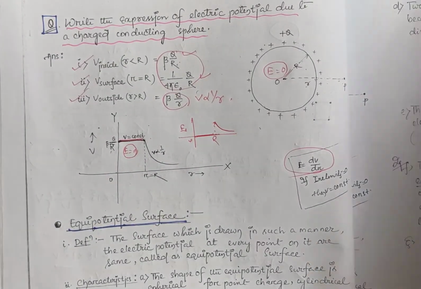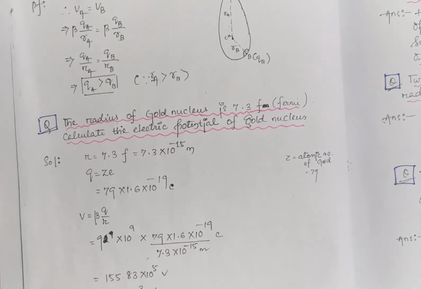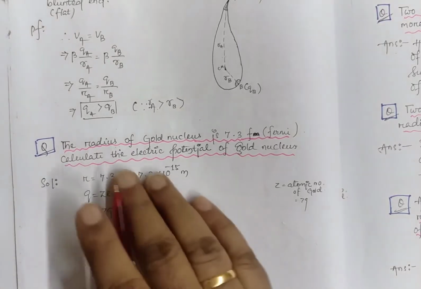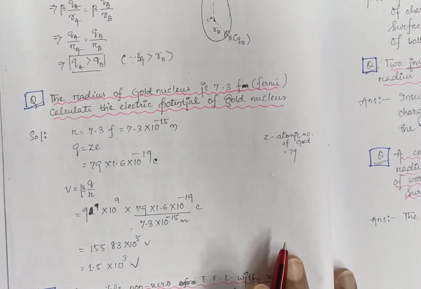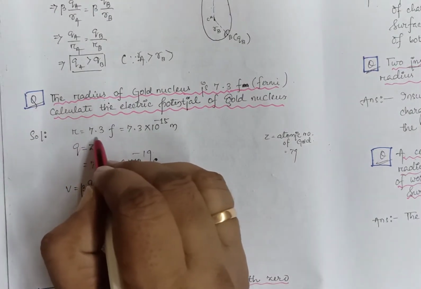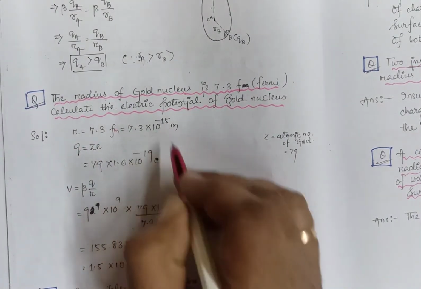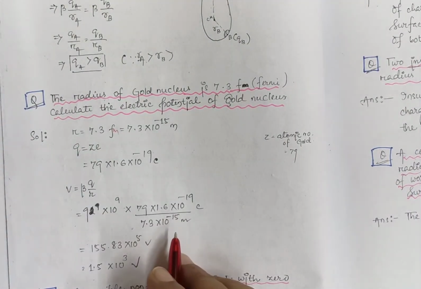Then we have to go for some short questions. The question is asked: if the radius of a gold nucleus is 7.3 Fermi, first you write radius is 7.3 Fermi. Fermi means 10 to the minus 15 meter. Calculate the electric potential of the gold nucleus.